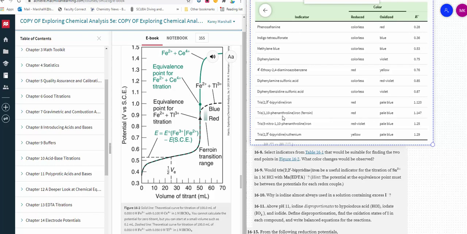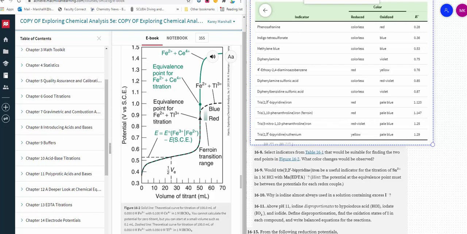You could also use the tris 1,10-phenanthroline iron, or ferroin, red to pale blue as well. I guess you could probably use the red to violet to pale blue for the tris 5-nitro, but there are other better indicators, with the tris 2 bipyridine iron being the first choice.